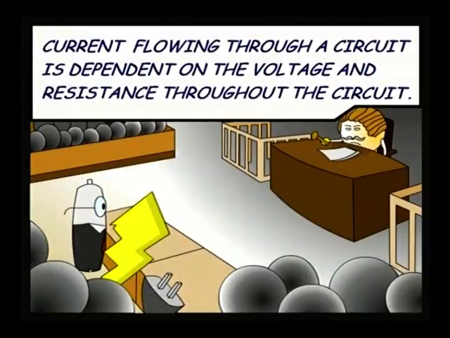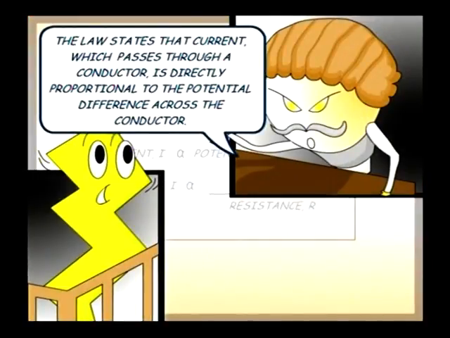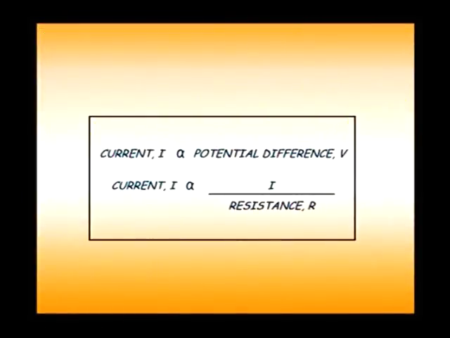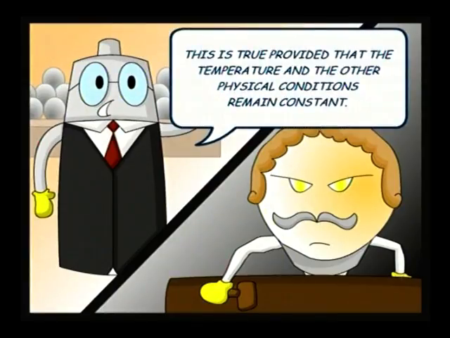Current flowing through a circuit is dependent on the voltage and resistance throughout the circuit. The law states that current which passes through a conductor is directly proportional to the potential difference across a conductor. This is true, provided that the temperature and the other physical conditions remain constant.